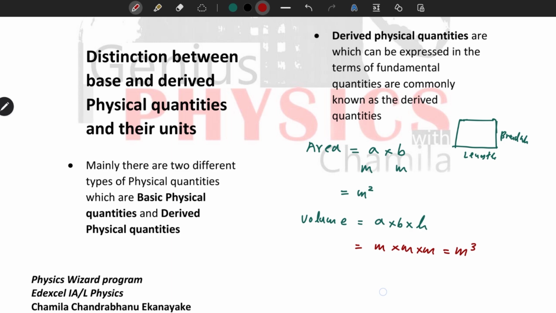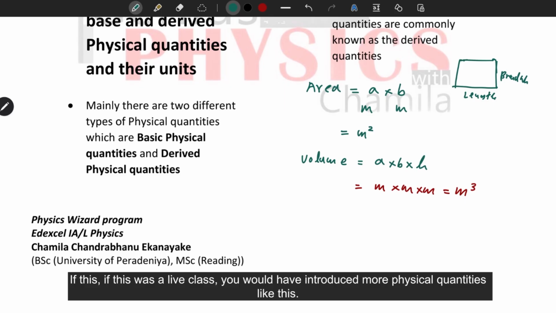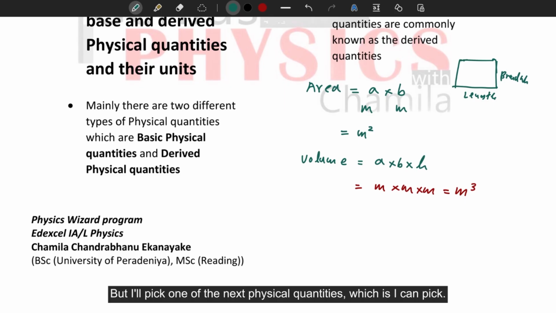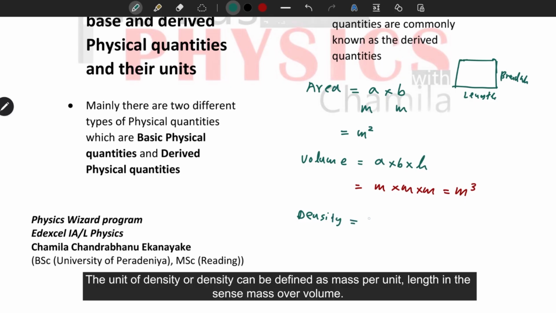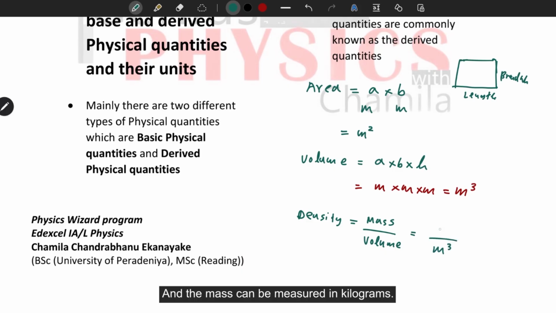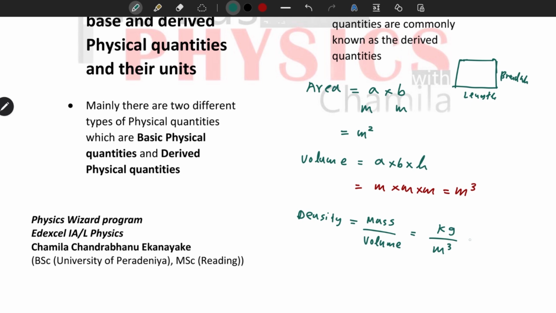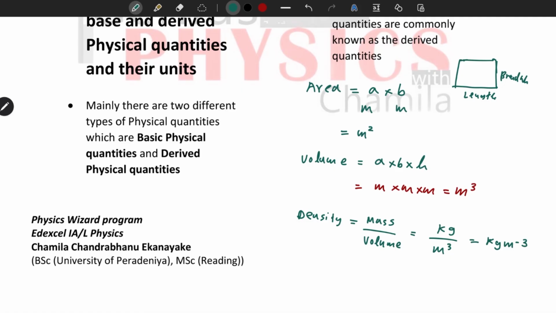Right, what else? You can introduce any more. If this was a live class, you would have introduced more physical quantities like this, but I'll pick one of the next physical quantities, which is density. It is a very good example. Density can be defined as mass per unit volume, in the sense mass over volume, and we have already come to know the unit of volume, which is a meter cubed, and the mass can be measured in kilograms. So we end up getting kg m minus 3. Isn't it nice? Like a cup of tea.